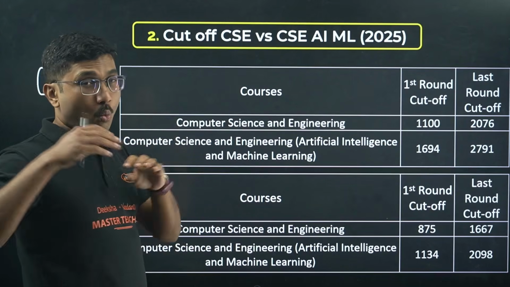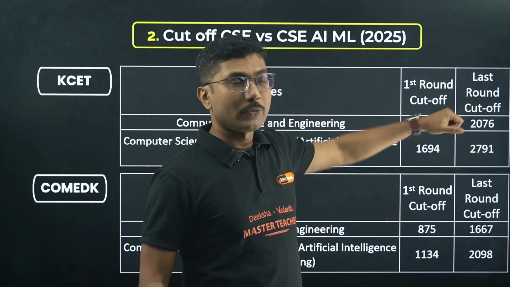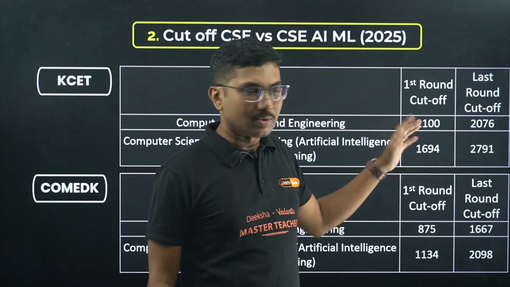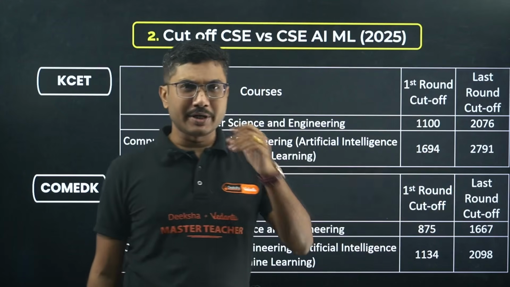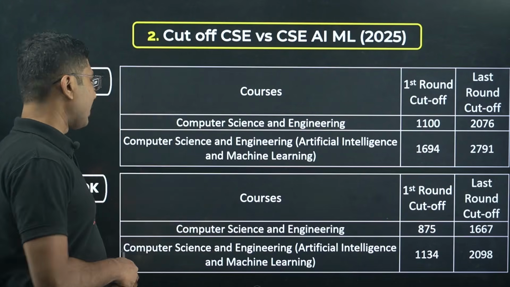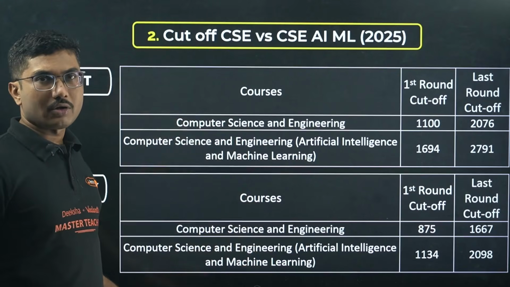One of my predictions is that this year this cutoff will go higher. AIML is more in demand, so the rank range will be much lower than this, around 1500 to 2500. That should be the average range for this year. Now if you talk about COMEDK, this college is one of the most sought after colleges in COMEDK.